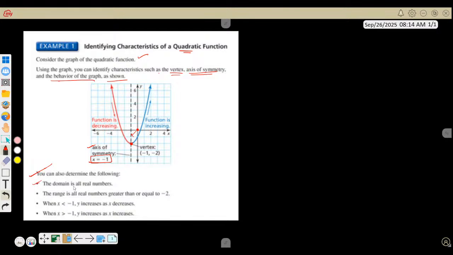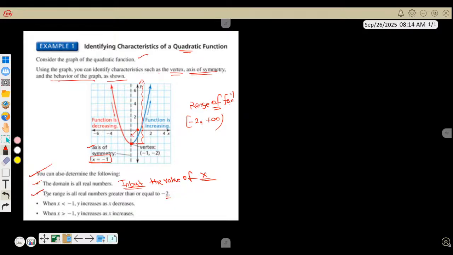You can also find the domain, all real numbers. What is the domain? Domain is actually the input value, it means the value of x. The range is all real numbers greater than or equal to -2. You can see this is your lowest point. From this lowest point, there is no limit in the upward direction. So you can say that from -2 to positive infinity is the range of the graph, the range of the function. Got it?